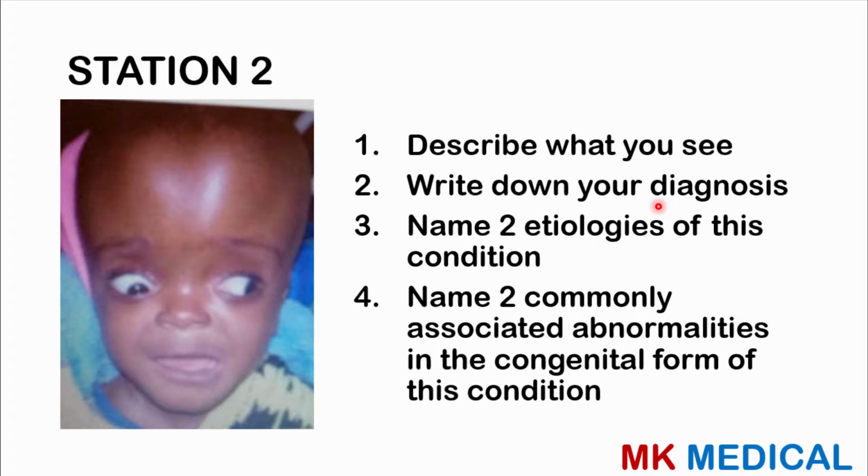Moving on to the next station, station 2, describe what you see, write down your diagnosis, name 2 etiologies of this condition, name 2 commonly associated abnormalities in the congenital form of this condition. Again, you may pause the video if you so wish.